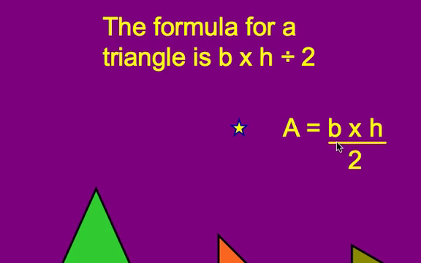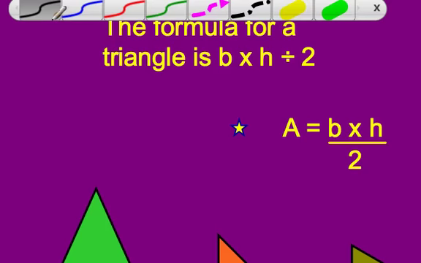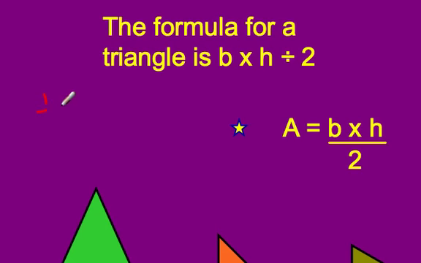You might see it written like this, base times height over 2. And you can see that over 2 right there. It reminds you of fractions, right? One final way you might see it written, you might see 1/2 base times height.